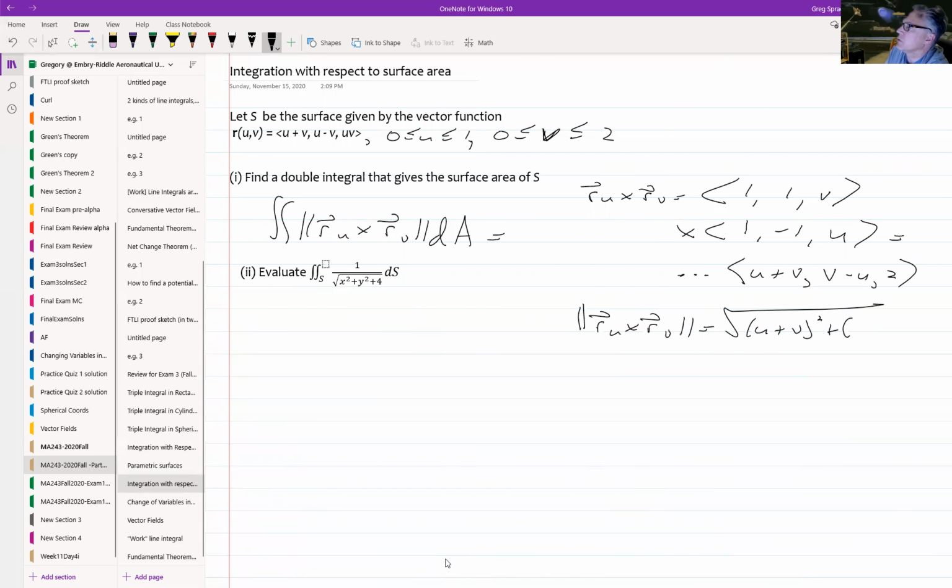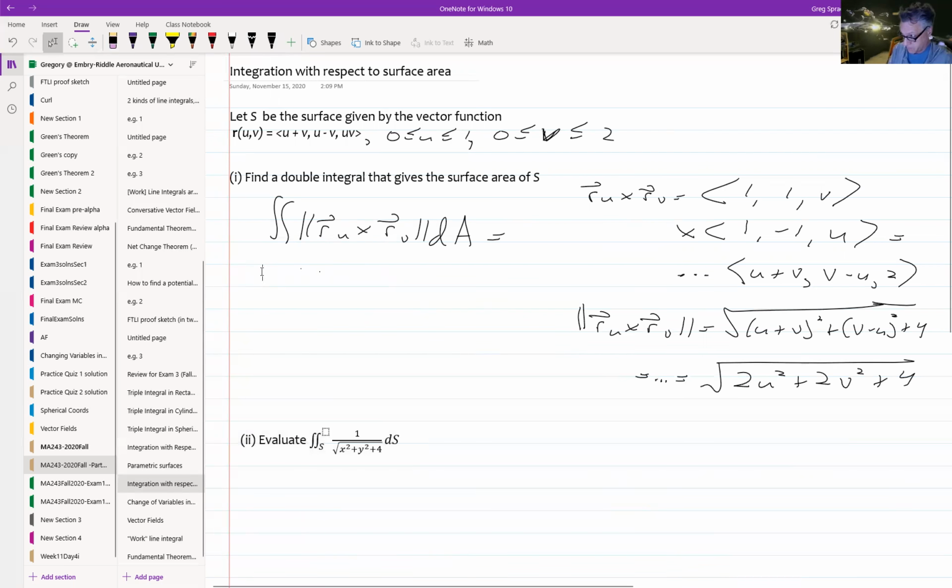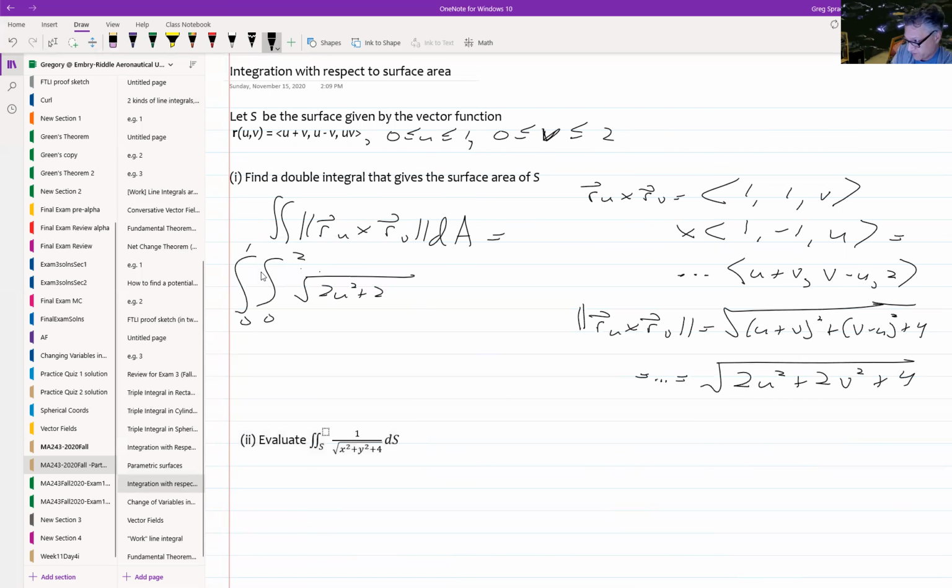I find the length of that vector the usual way. The length of r_u cross r_v simplifies to radical 2u squared plus 2v squared plus 4. So the answer to the first part is the integral as u goes from 0 to 1, v goes from 0 to 2, of the square root of 2u squared plus 2v squared plus 4. Now this is probably possible to do exactly. It would be a really ugly trig substitution problem followed by another really ugly trig substitution problem. Unfortunately, no one is asking us to do that.